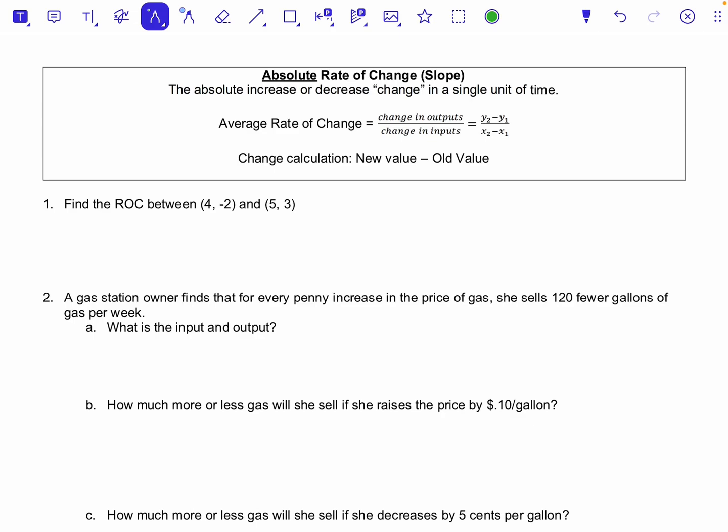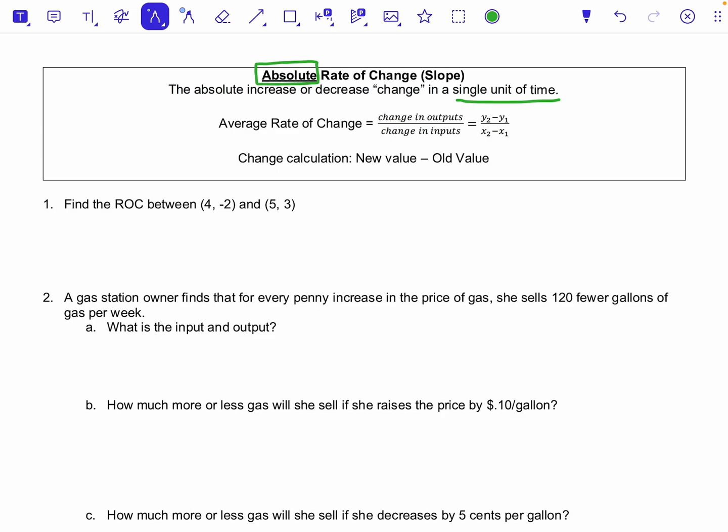Well, here's a little secret. It doesn't. It's the same thing. It's just another way to refer to it. But we add in that absolute term because in our previous lesson, we were finding absolute changes and absolute differences, and those are building into this absolute rate of change because it's an absolute increase or decrease, that change, but we're looking at it per a single unit of time.